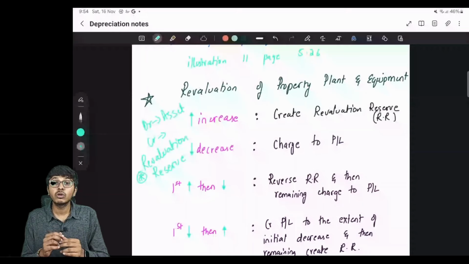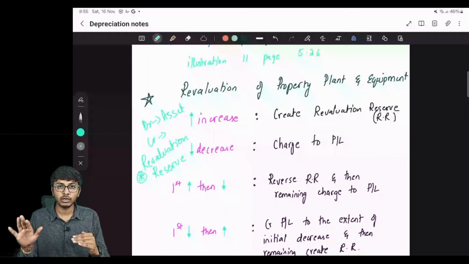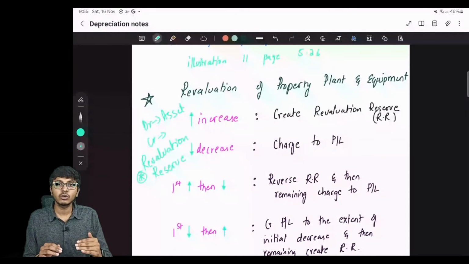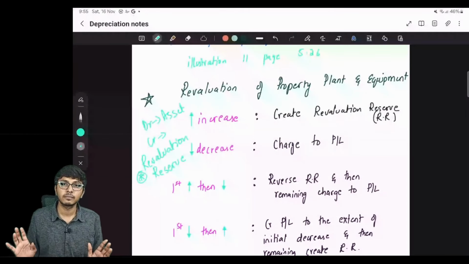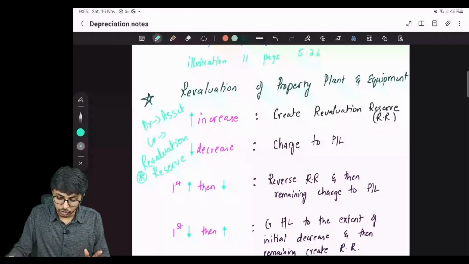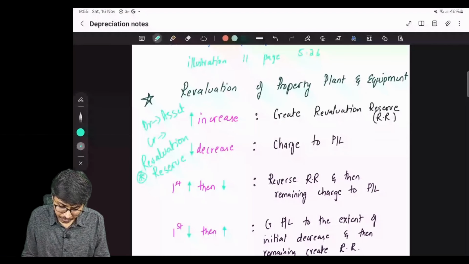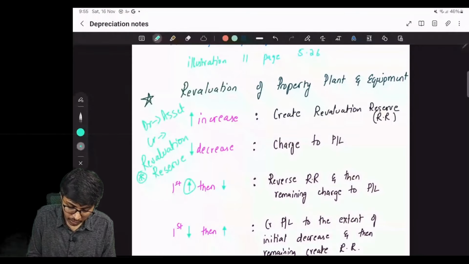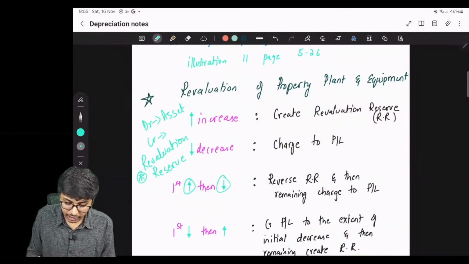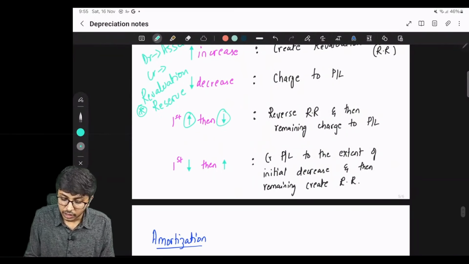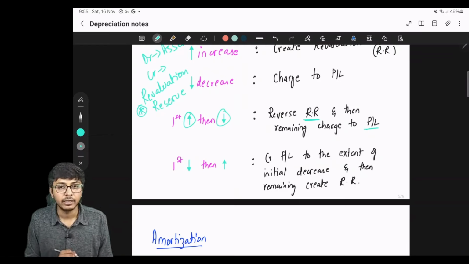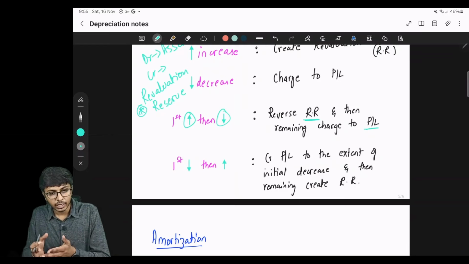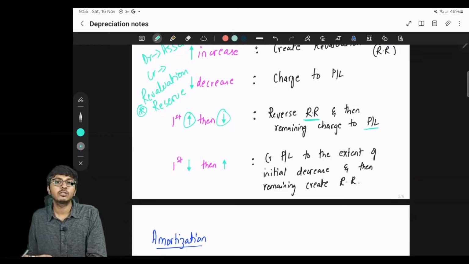But if you want to decrease 15 lakhs, then you will first decrease the 11 lakhs of revaluation reserve that is already there, and the other 4 lakhs you want to decrease, you charge to P&L. Did you understand what I've written here? First there was an increase, then there is a decrease. Then you reverse the revaluation reserve, and the remaining you charge to P&L. If you want to decrease further, you charge to P&L.